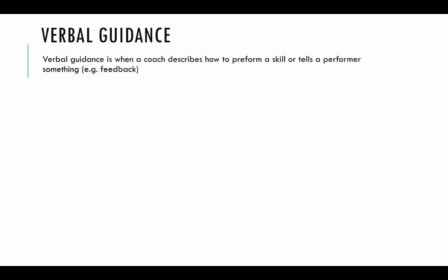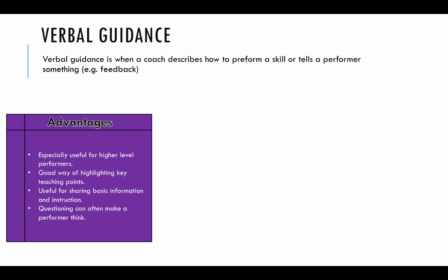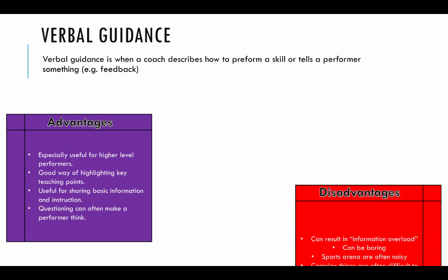Verbal guidance. Verbal guidance is when a coach describes how to perform a skill or tells a performer something, e.g. feedback. Advantages of this type of guidance: especially useful for high-level performers. It's a good way of highlighting key teaching points. Useful for sharing basic information and instructions. Questioning can often make a performer think.